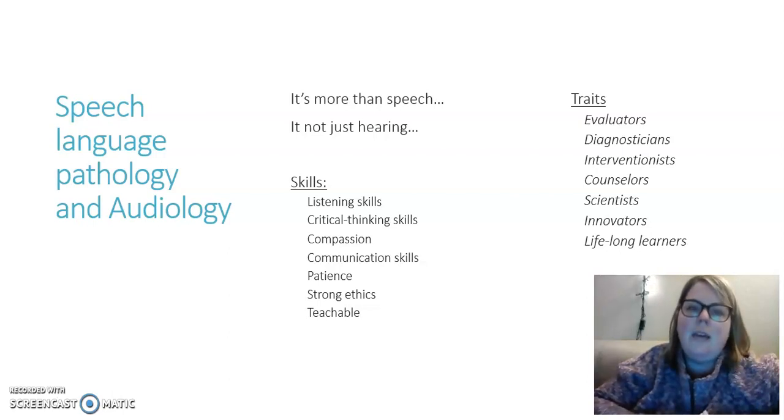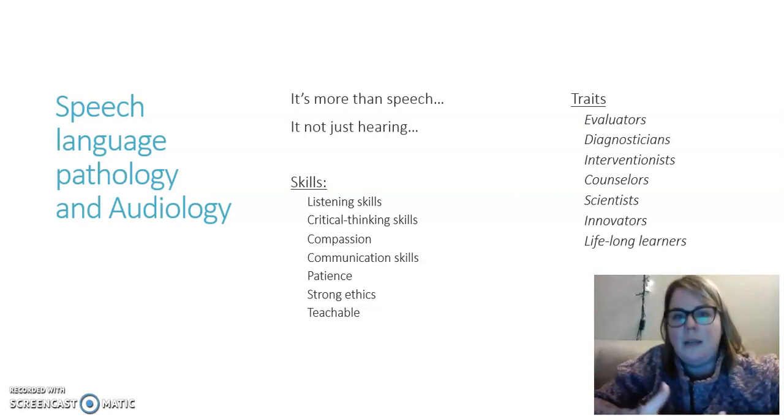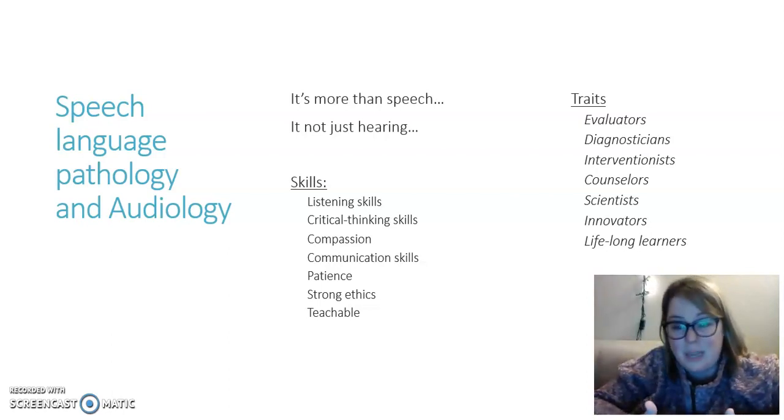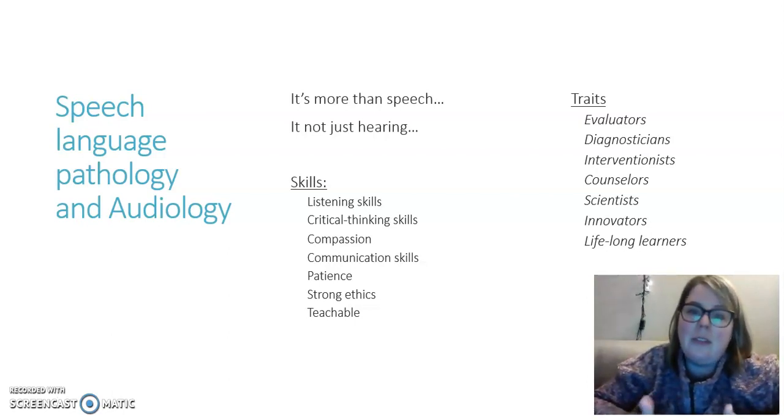So we have to have skills not only that you're going to read about in the scope of practice, but additional skills that we acquire and improve over time. So SLPs and audiologists have listening skills. They have to be able to listen to their patients, their wants, their needs, and sometimes even things they don't say out loud. We have to have critical thinking skills, so thinking on our toes in a session.